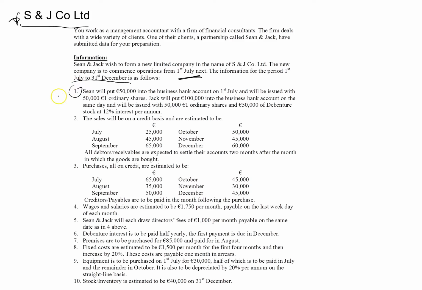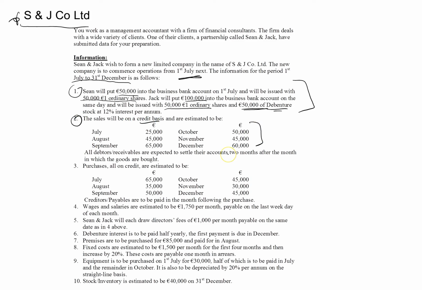Now here we have their plan. Sean will put in 50,000 into the business bank account on the 1st of July. He'll be issued with 50,000 €1 ordinary shares. Jack will put in 100,000 into the business bank account on the same day. He'll be issued with 50,000 €1 ordinary shares and 50,000 of debenture stock. So in this case we see here that Sean has got 50,000 euro worth of shares and Jack has 50,000 euro worth of shares, but Jack has also lent money, i.e. he's lent a debenture. Sales will be on a credit basis and are estimated as follows.